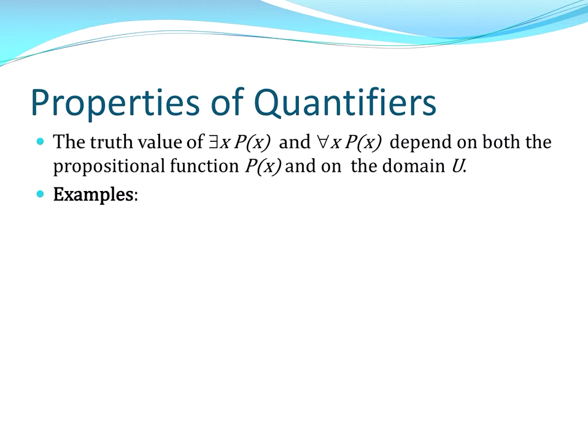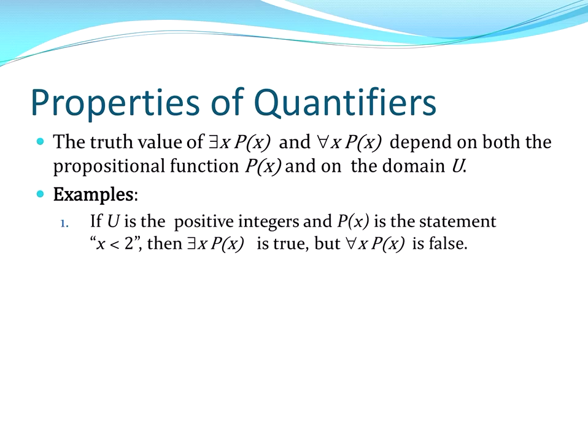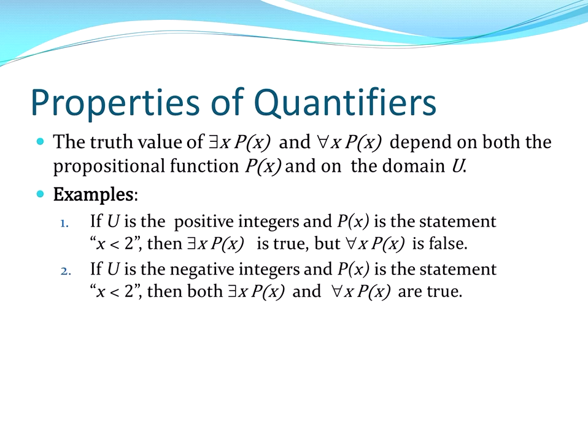Once again, the truth value depends not only on the propositional function, but also on the domain. So for U being the integers and p of x is x less than 2, then there exists x, p of x is true, but for every x, p of x is false. If you use the negative integers and p of x is the statement x is less than 0, then both there exists x, p of x and for every x, p of x are both true.